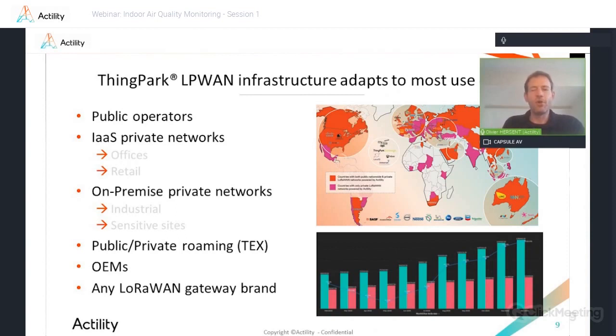We serve OEMs via our ThinkPark embedded program. And we have a very, very vast deployed ecosystem. We have over 35,000 gateways that are professionally maintained, over 1.5 million devices that are connected to the network and monitored. So that makes us a very experienced partner for your indoor air quality project.